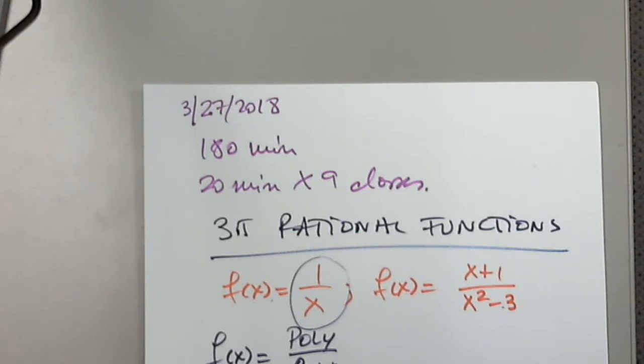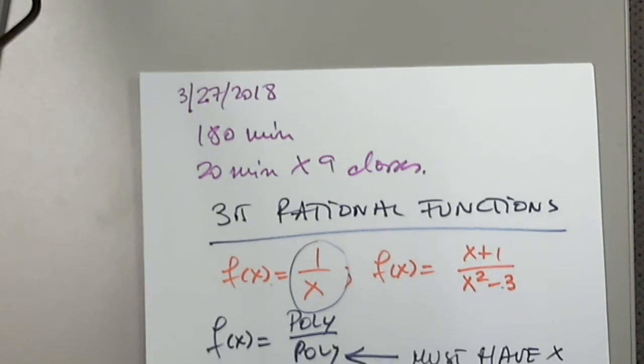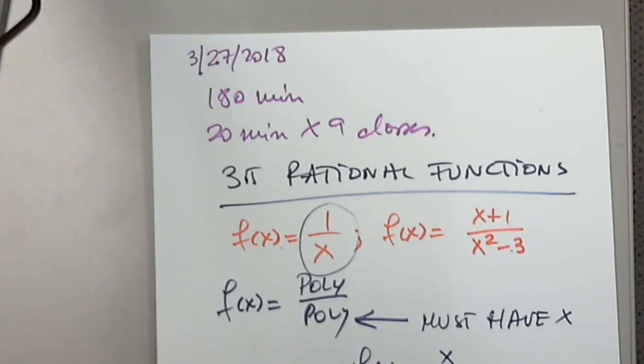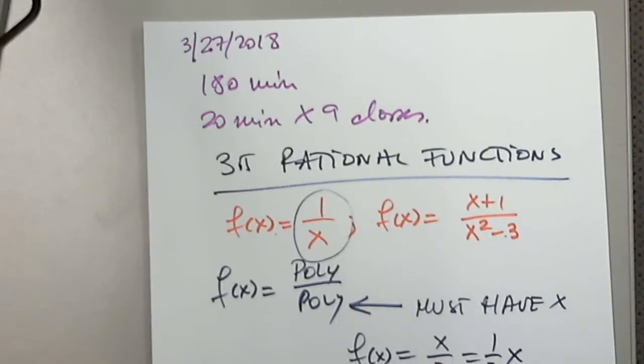If there is no x in the denominator, it's not rational. For example, f of x equals x divided by 2 is not rational. This is a linear function. It's 1/2 times x. So this is linear. A rational function doesn't have to have x at the top, but if it doesn't have x in the denominator, as I said, not rational.